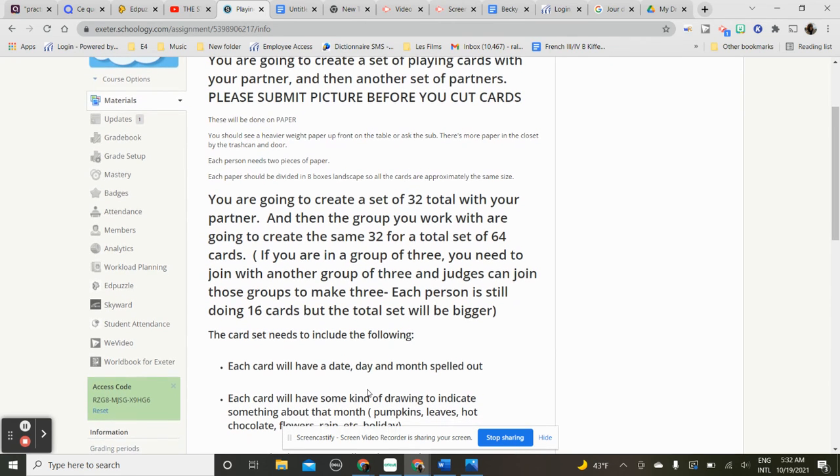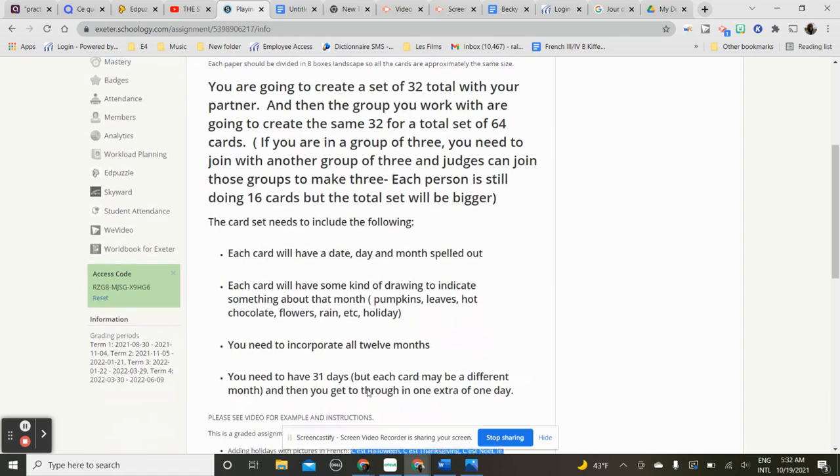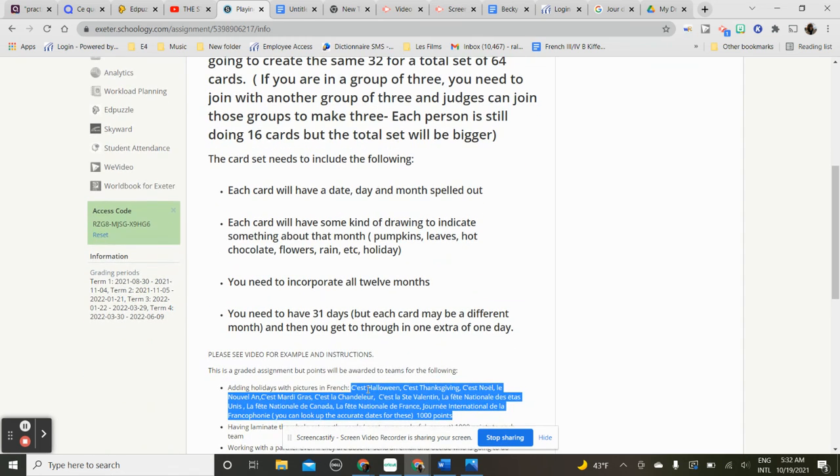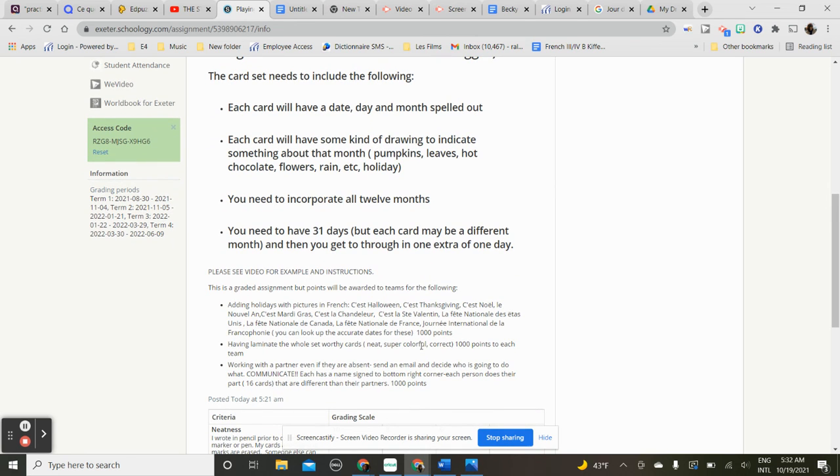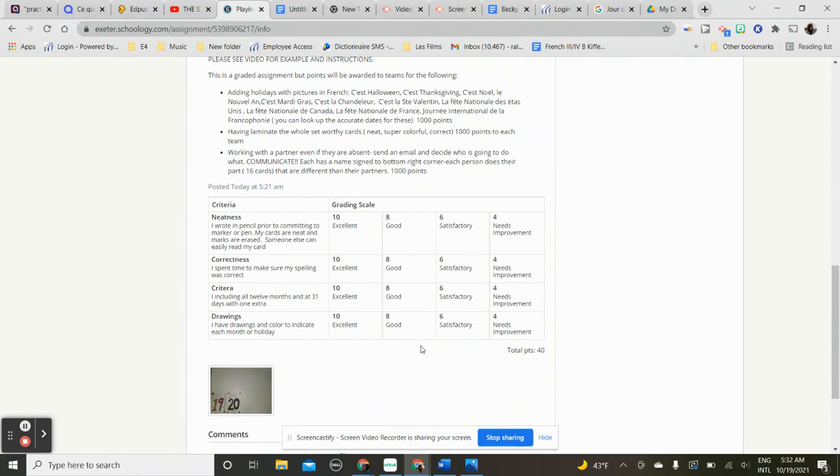If you struggle with being neat, then you need to support your partner in every way that you can in creating these cards. And each person should have their own cards signed, like that you worked on those cards. Okay, so if being neat to you is typing them out and then pasting them down on the paper, then that might be what you need to do. But the end product has to be a paper product.